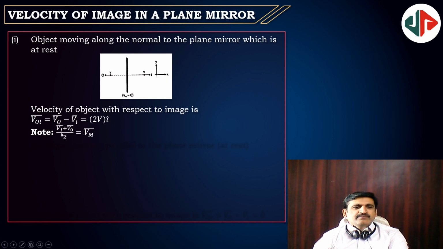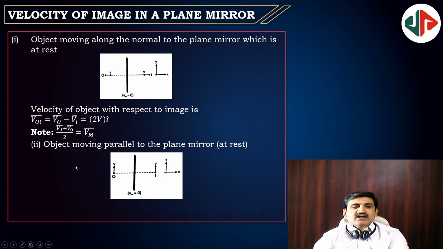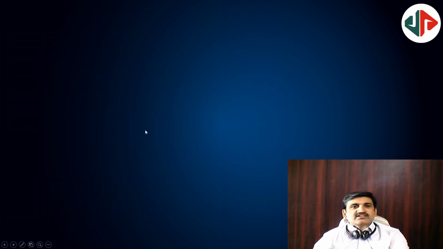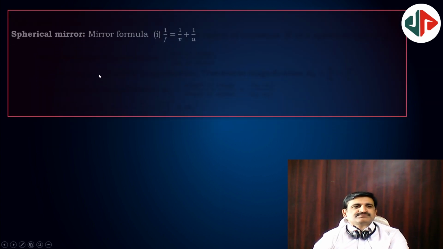Note: Vi plus V naught by 2 is equal to Vm. And object moving parallel to the plane mirror at rest, then image velocity also will be the same with respect to the mirror, and image velocity with respect to object is 0 because it comes along with it. So velocity of object with respect to image is 0. Velocity of image with respect to mirror is the same velocity.